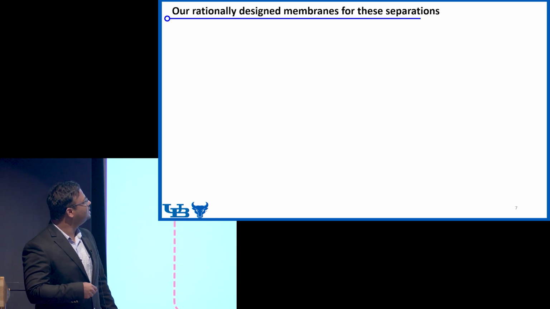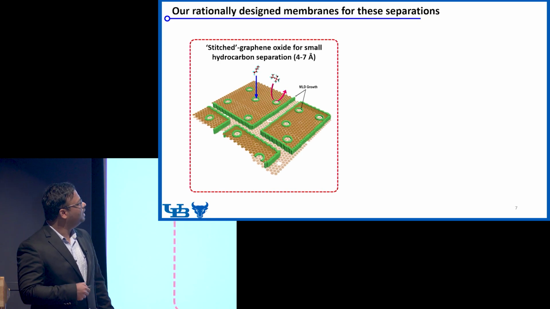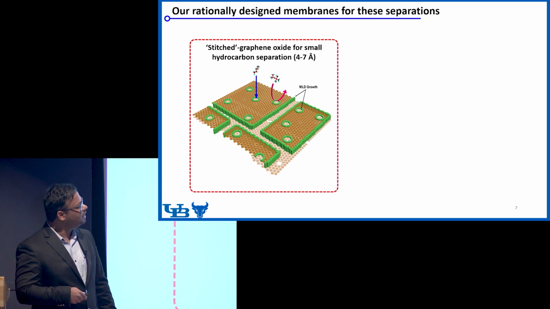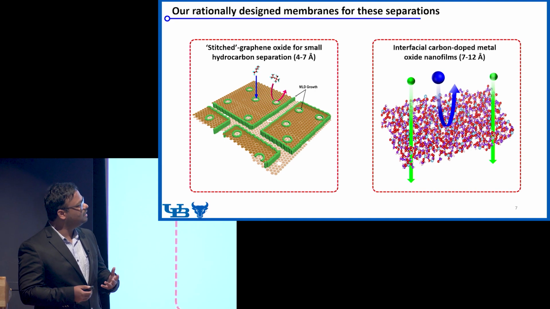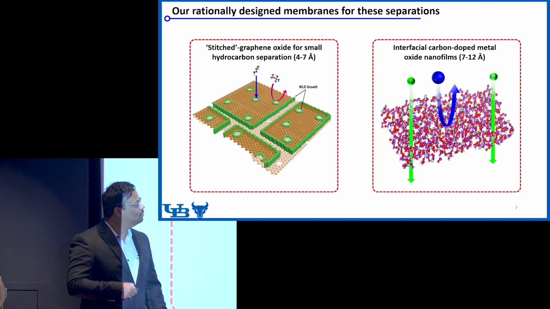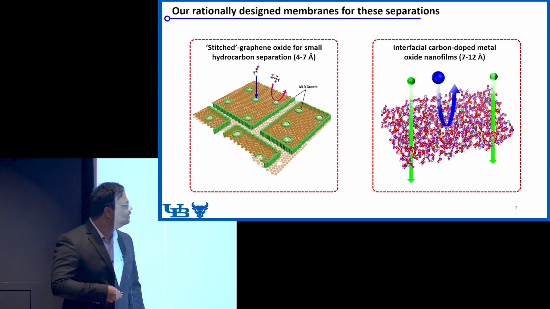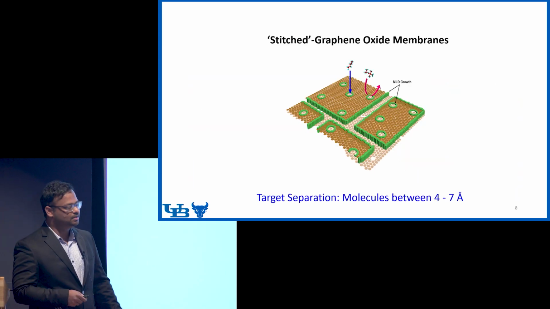So we have rationally designed membranes for these two applications. The first one is a stitched graphene membrane, which we will use for hydrocarbon separation. The molecule size is around 4.4 to 7 angstrom. The second one is interfacial carbon-doped metal oxide nanofilms, where we would be separating molecules between the size of 7 to 12 angstrom. First, I will talk about the stitched graphene oxide membrane.